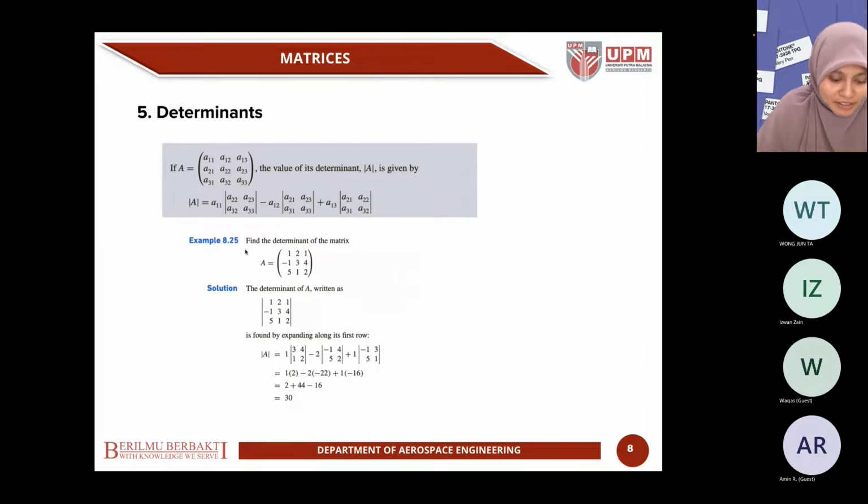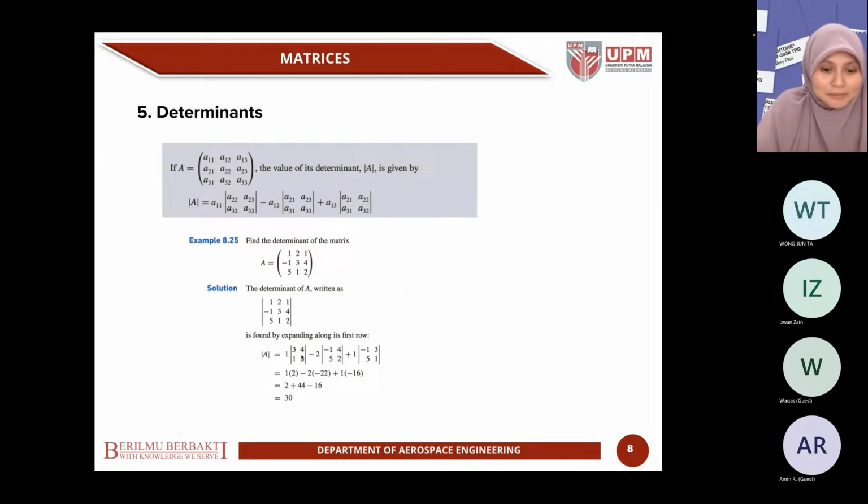Okay, so for the example, find the determinant of the matrix A. The determinant of A is written like this. So how do we calculate it using the same formula? Again, you have to remember the steps to calculate the determinant. You have A11 is 1, A12 is 2, negative, don't forget the negative, and then A13 is 1 again, and for the rest the square matrices have the same components, for example 3, 4, 1, 2, minus 1, 4, and so on.